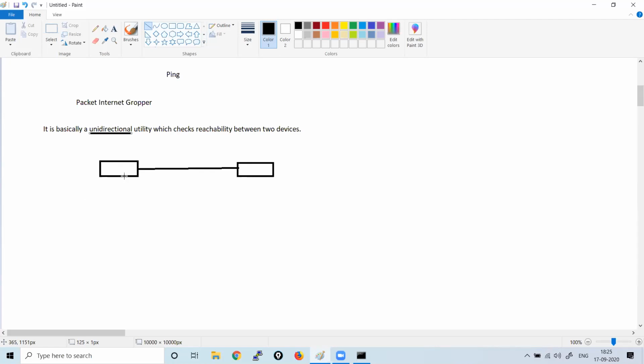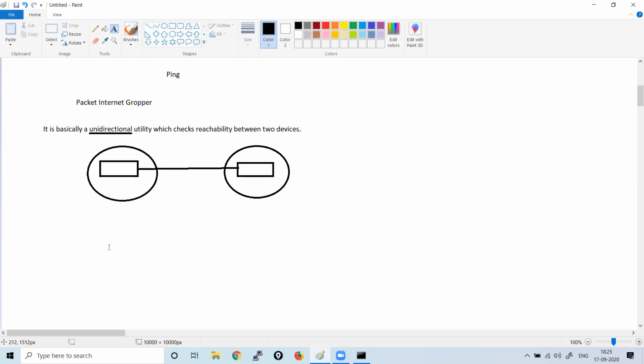So this particular device is just a responder to the request received from the source. That is the reason I call it a unidirectional utility, which checks the reachability between two devices. Only two devices, yes, and that too at a time. It can check only two devices, not more than that. This is the definition I have explained to you.